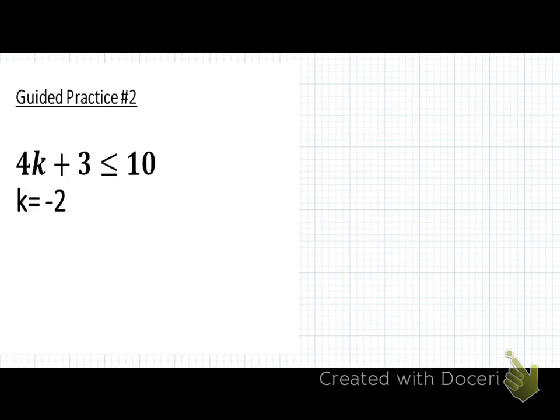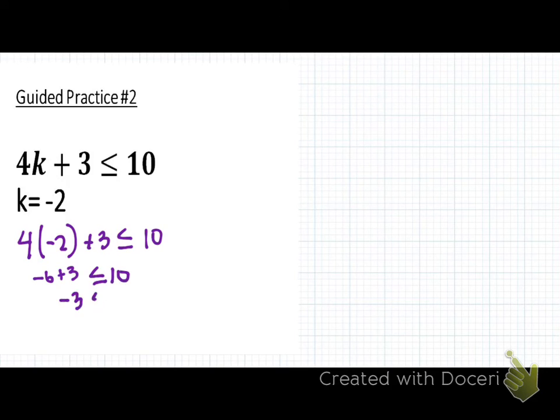Okay? Next one, number 2. 4k plus 3 is less than or equal to 10. Is k equal to negative 2? So again, we're going to pause the video to see if k is equal to negative 2. Okay, you should have paused the video. This is what you should have done. And then you get to this point. What did you write? Is negative 3 less than or equal to 10? Yes or no? Yes, it is. So you'd say yes. K is equal to negative 2.